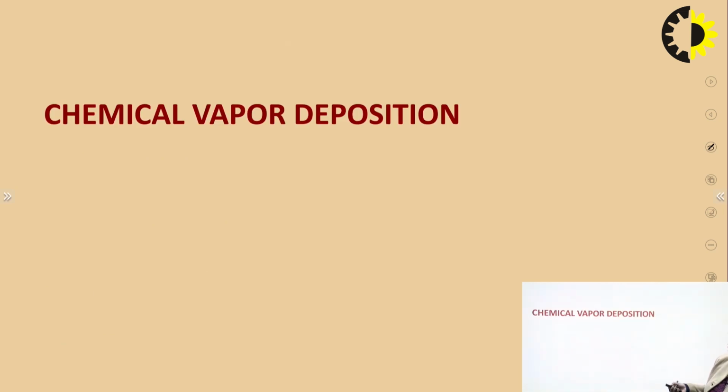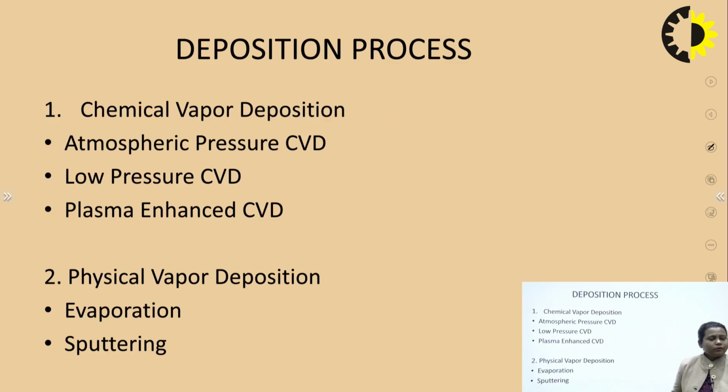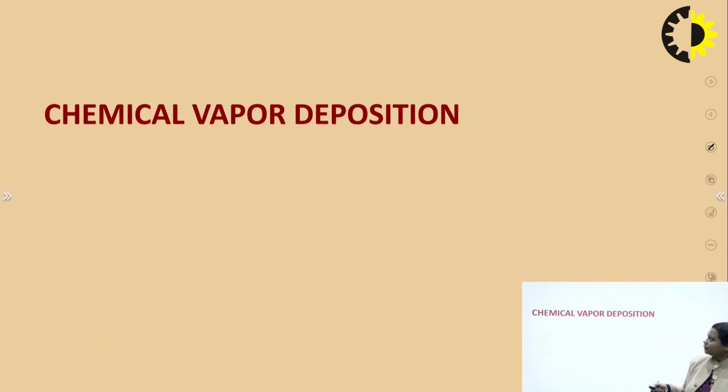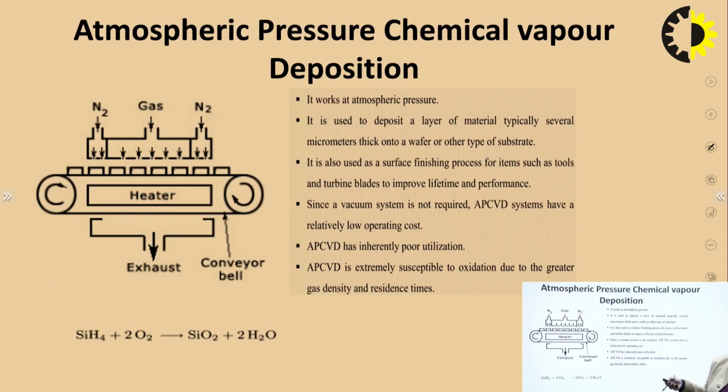So first of all is chemical vapor deposition. Deposition is creating a layer on a substrate. Deposition can be done using two methods: chemical vapor deposition and physical vapor deposition. In chemical vapor deposition, the first one is atmospheric pressure chemical vapor deposition.